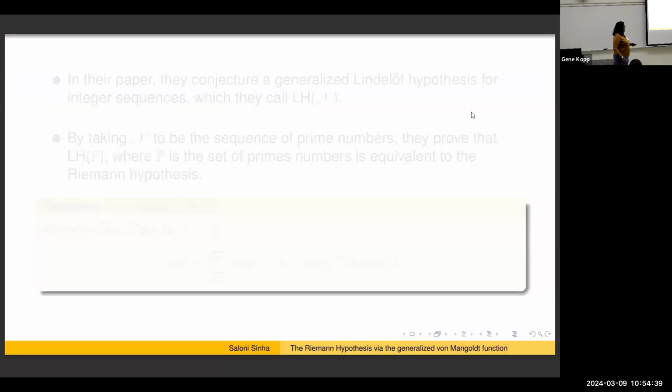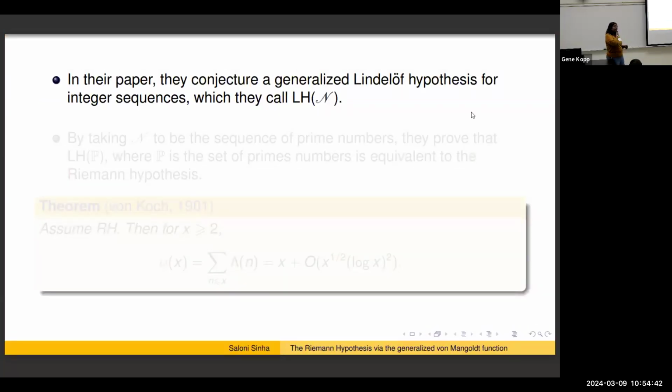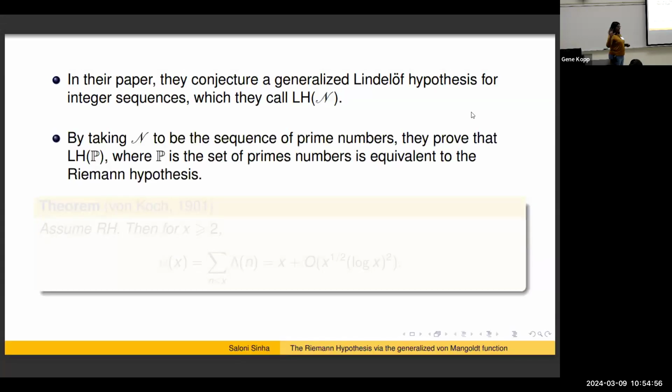So a little bit about the result. What they do in their paper is they prove or conjecture a generalized Lindelof hypothesis for integer sequences, and they define this to be LH of n, where n is the integer sequence. They start off by taking this integer sequence to just be the sequence of primes. In their version, what they prove is that LHP, the Lindelof hypothesis for primes, is equivalent to the Riemann hypothesis. That's also the title of their paper.